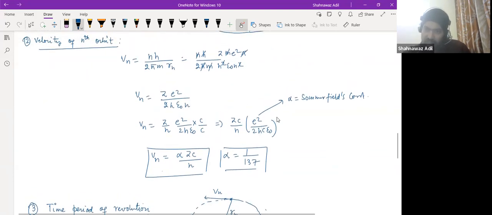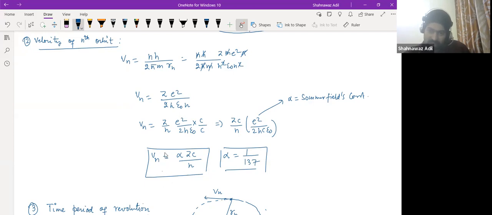But we call this constant Sommerfeld's constant. When you go to the higher classes, you will understand the importance of this thing, right? If you want to get a Nobel Prize, you can figure out how this value comes up, from where this alpha comes up. If you can figure it out, you will get a Nobel Prize, right? So this is an open question. But this constant is called Sommerfeld's constant, and its value is 1 by 137.